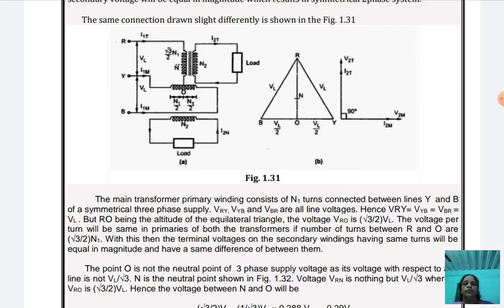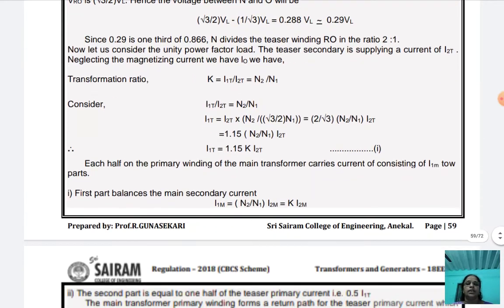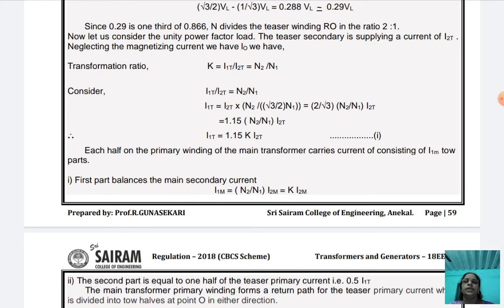And VRY, VYB, VBR are equal to the line voltage VL. In the phasor diagram, VRO is root 3 by 2 VL only. That is the 0.866, the Scott tap only. Now you see the equations. The transformation ratio K for this Scott connection is equal to I1T divided by I2T only, that is N2 divided by N1 only.